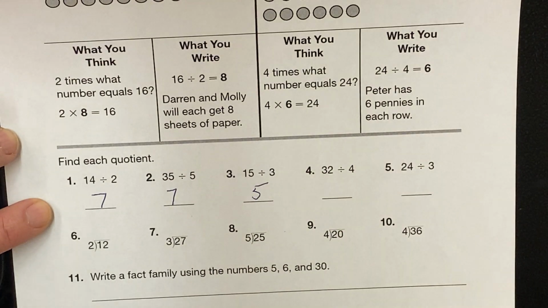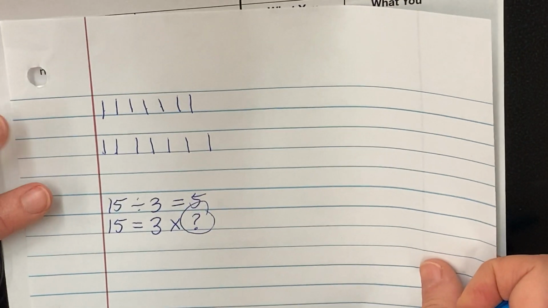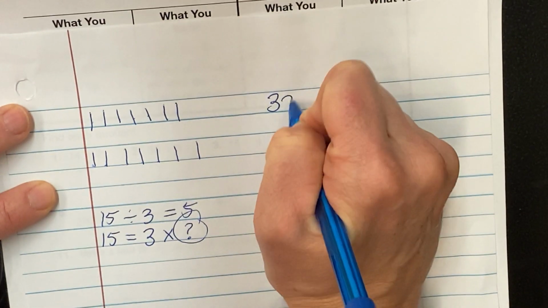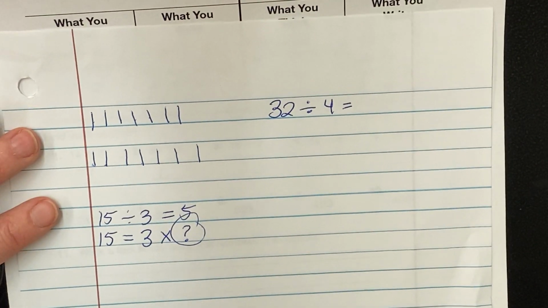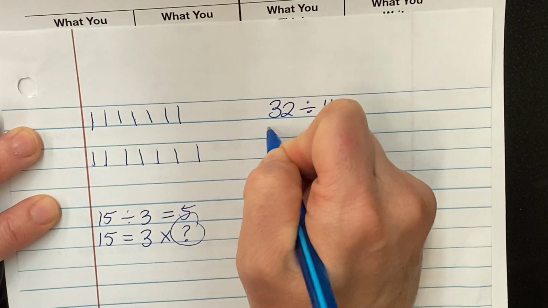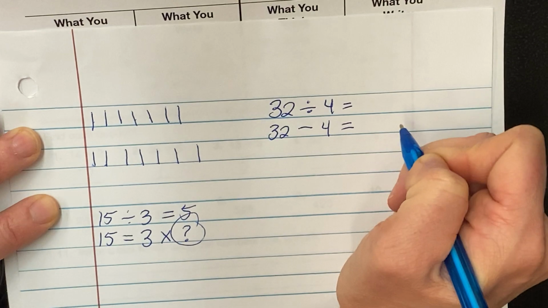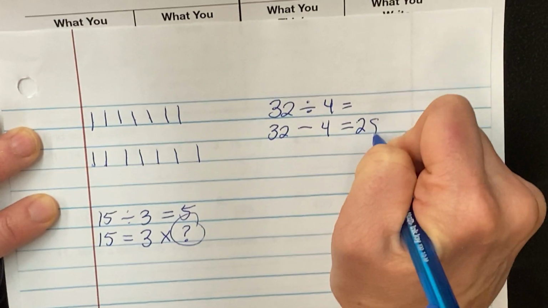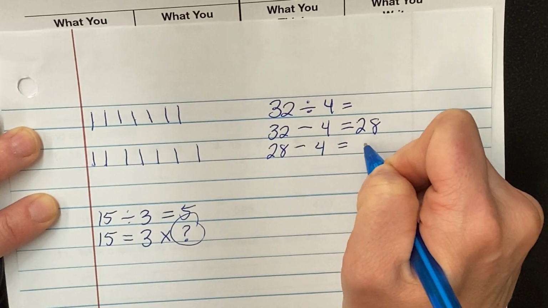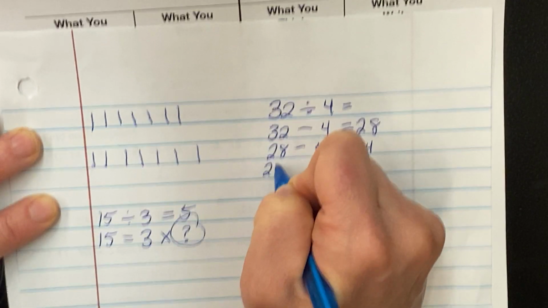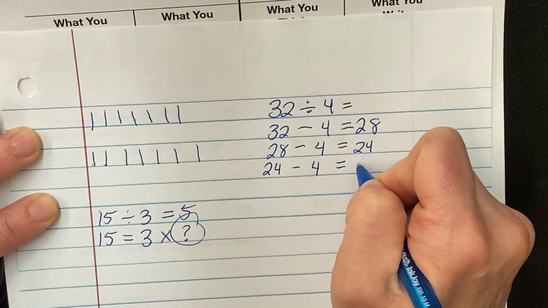Okay, 32 divided by 4. I'll show you repeated subtraction for this one. 32 divided by 4. Okay, remember the first step is to change this to a subtraction problem and then subtract. 32 minus 4 is 28. Bring down your 28. Minus 4 equals 24. Bring it down. Continuing to subtract 4 from each number.